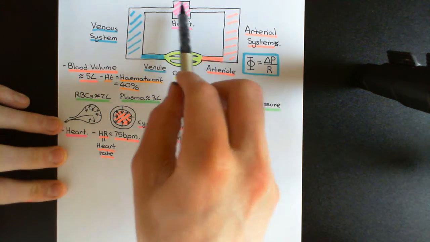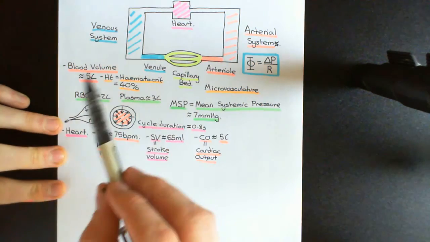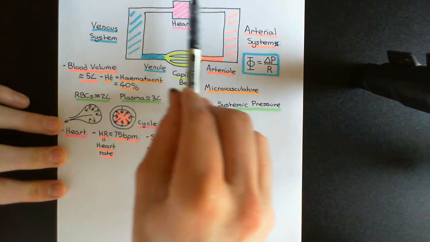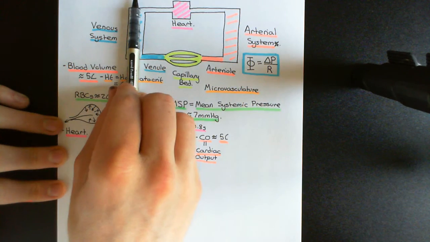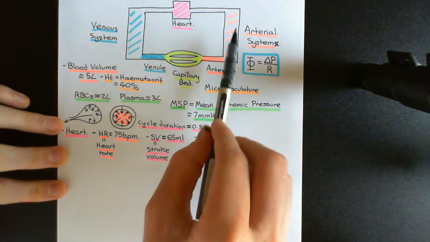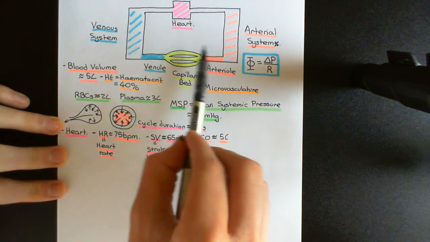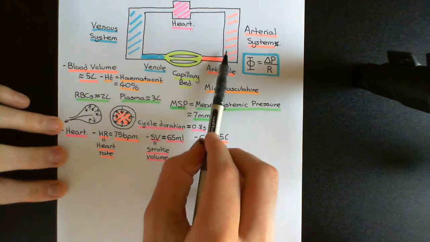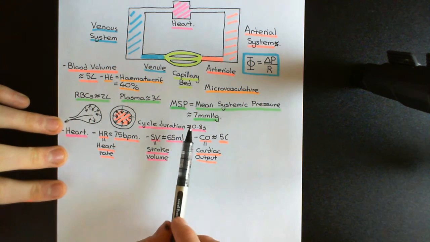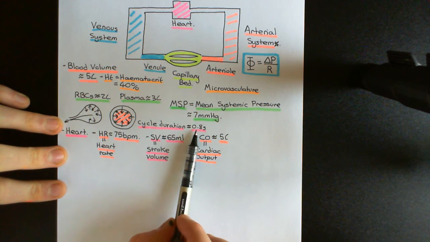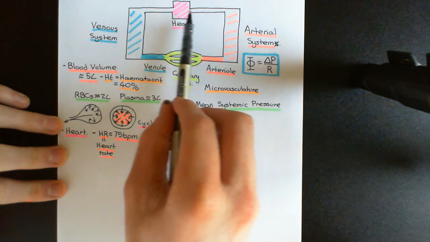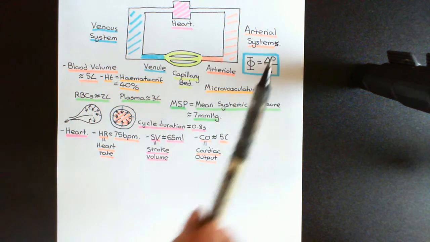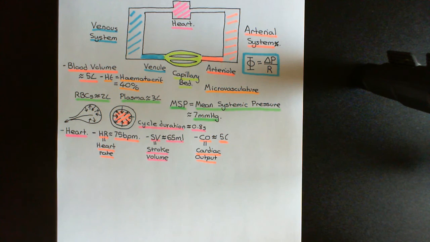Okay, so we will eventually reach a dynamic equilibrium. We will eventually get the pressure difference between the arterial system and the venous system to such a level that the amount of blood that flows from the arterial system to the venous system, because of that pressure gradient in the cycle duration of 0.8 seconds, is going to equal the 65 milliliters that the heart moves across. So I hope you understand what I've just been talking about.